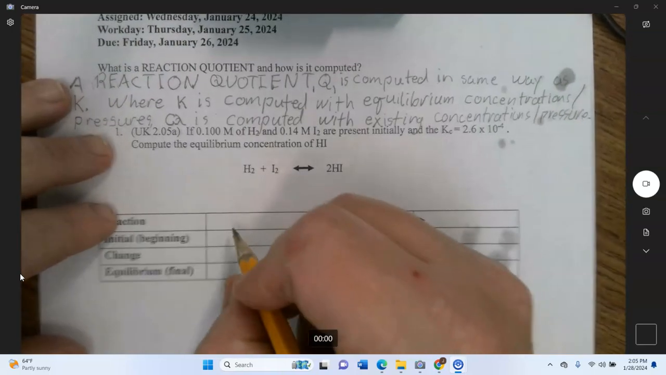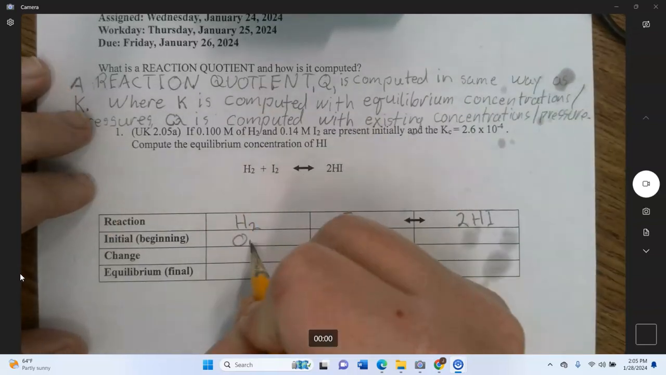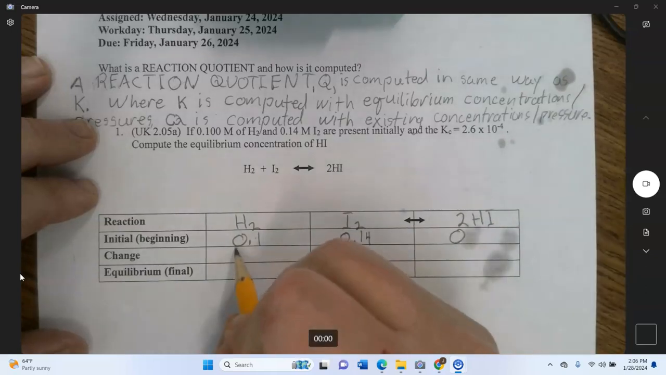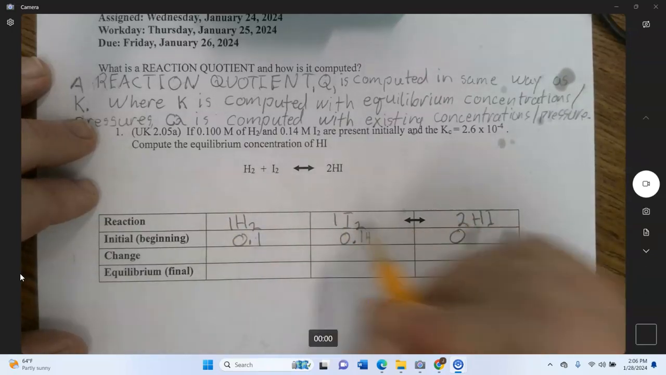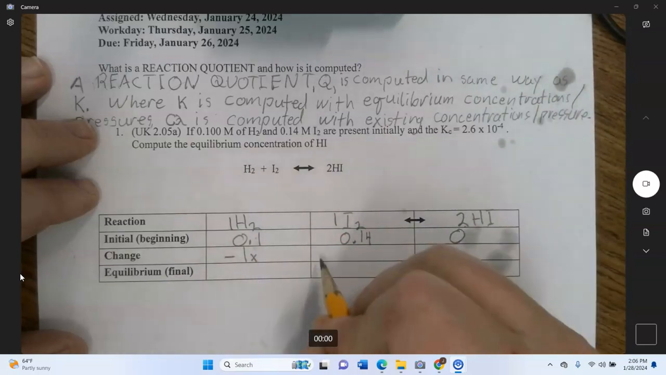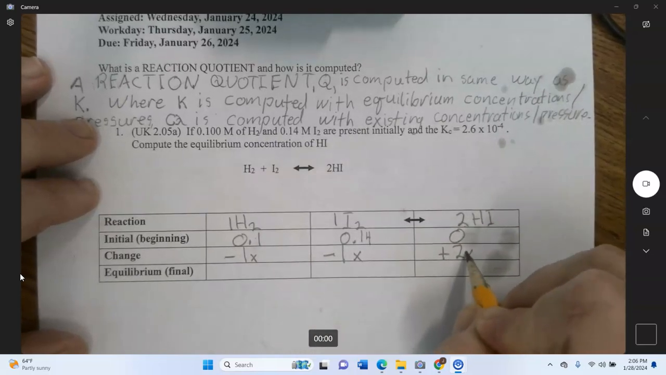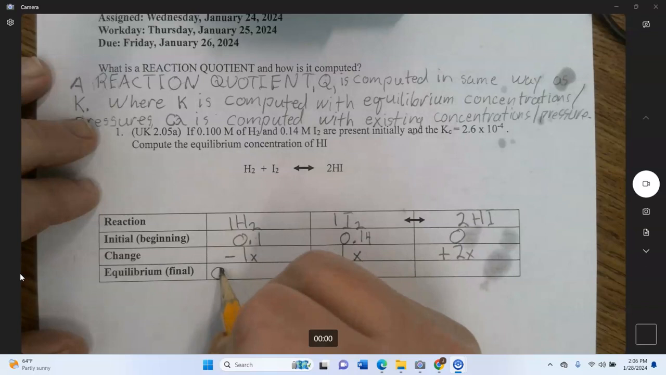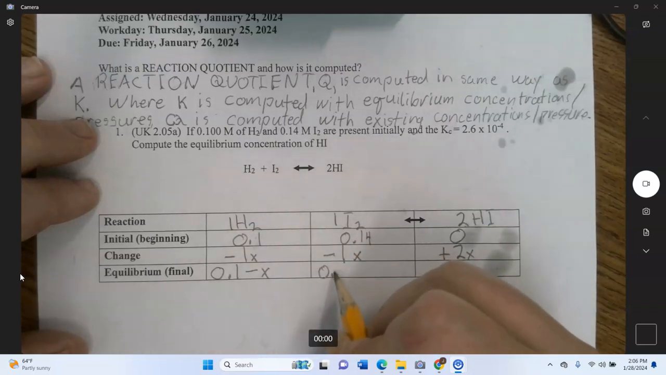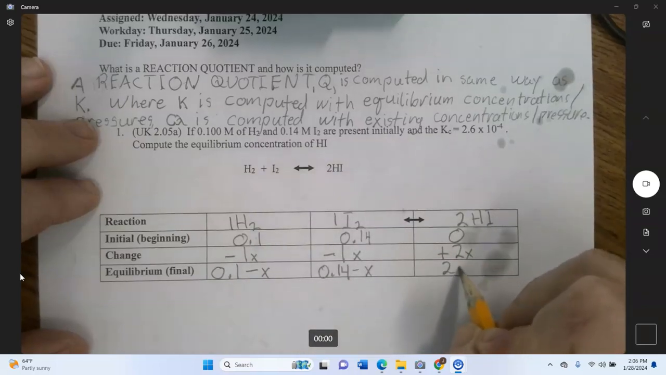So we've seen this before. Initial concentrations, and we assume 0 if nothing's given. Coefficient is 1 here, and 2 there, so this is going to be minus 1x, minus 1x, plus 2x. So this becomes minus x, minus x, and this becomes 2x.